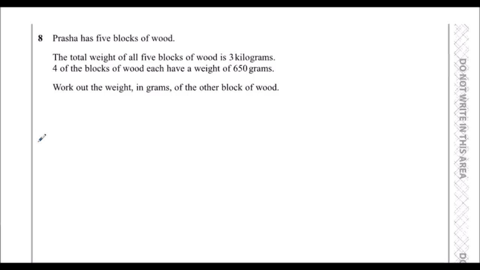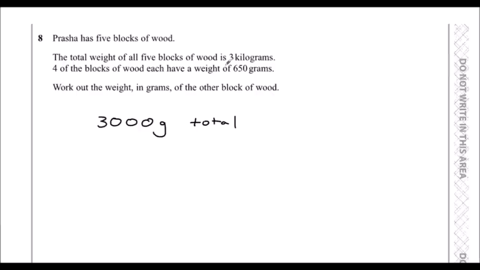Question 8. Prasha has 5 blocks of wood. The total weight of all 5 blocks is 3 kilograms. 4 of the blocks each have a weight of 650 grams. Work out the weight in grams of the other block of wood. So the total weight is 3 kilograms, and a kilogram is 1,000 grams. So 3,000 grams in total.